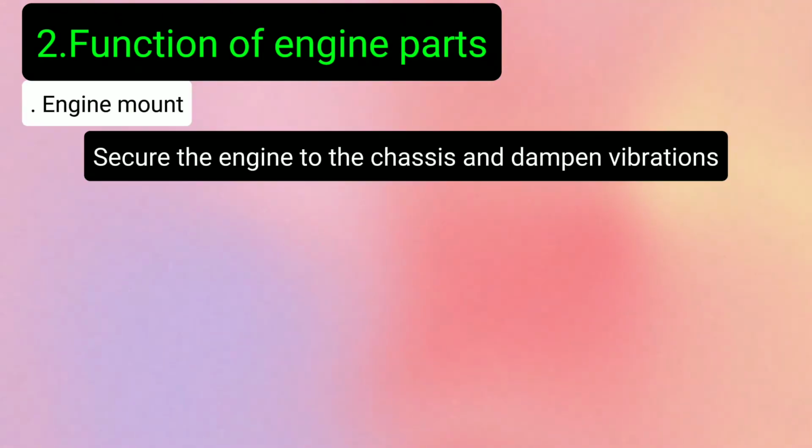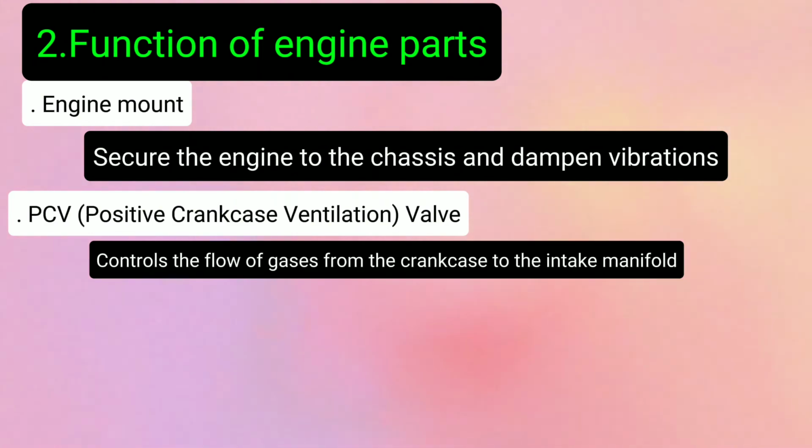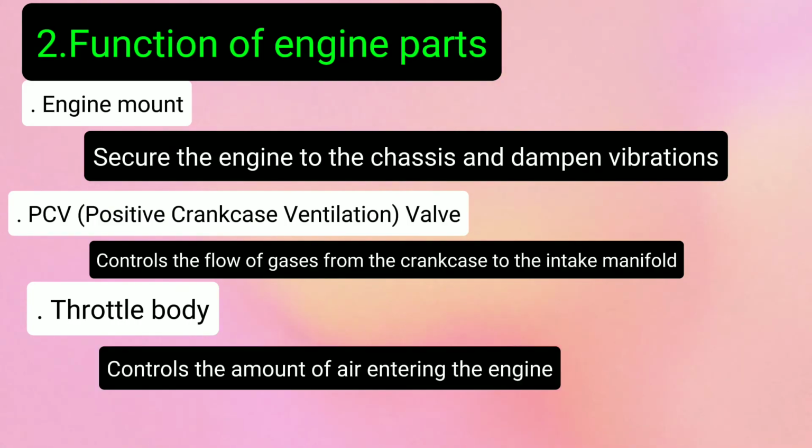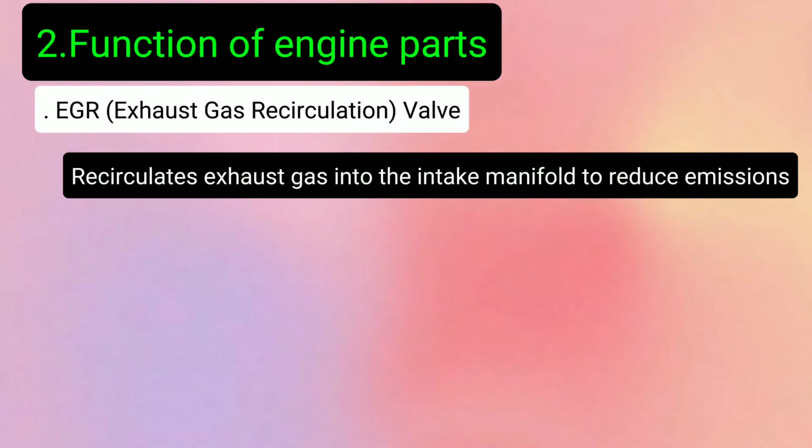Engine mount secures the engine to the chassis and dampens vibrations. PCV positive crankcase ventilation valve controls the flow of gases from the crankcase to the intake manifold. Throttle body controls the amount of air entering the engine. EGR exhaust gas recirculation valve recirculates exhaust gas into the intake manifold to reduce emissions.